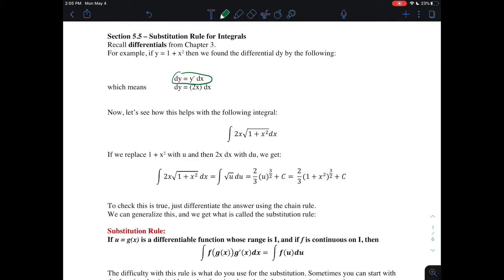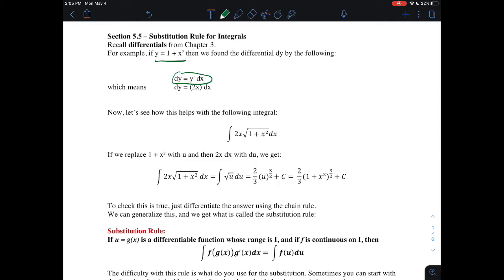So, using this, dy, if y is equal to 1 plus x squared, is just equal to the derivative with respect to x of 1 plus x squared, which is 2x, and then times the differential dx. So now let's see how that particular differential helps with the following integral. Here we have the indefinite integral of the integrand 2x times the square root of 1 plus x squared dx.